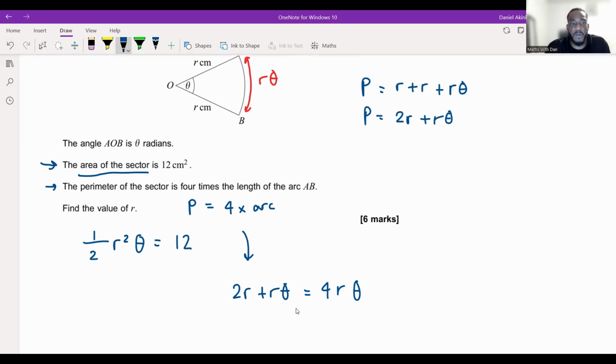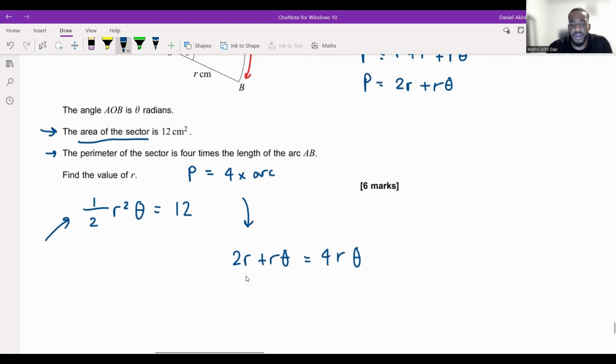Now remember what you're trying to figure out. I'm trying to figure out what the value of r is, right? We've got this equation here. If I could work out what theta is, then that would be very easy. How can we work out theta? Let's deal with this equation here. I've got r theta here, and another r theta there, so I've got 2r. I'm going to move that over. That's going to be 3r theta.